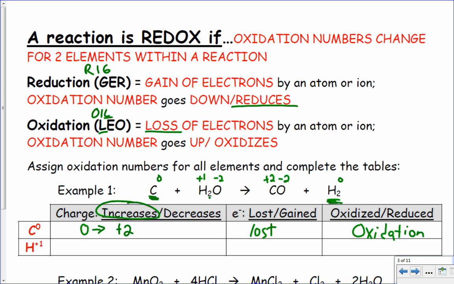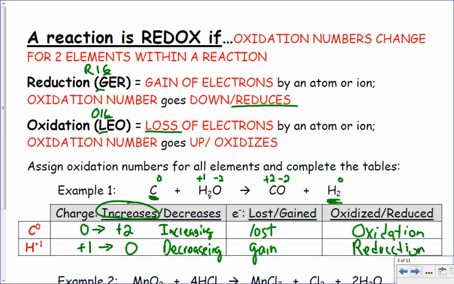Okay, I start from H +1 and I go to H 0. The number is getting smaller, so it is decreasing. Sorry, I should have written increasing here, not circled it, because I couldn't tell you which one the circle was for. If I am decreasing, I must have been gaining electrons, and gaining electrons is GER, or the G in the RIG. So this is reduction. And again, in reduction I am decreasing, or reducing, my charge.